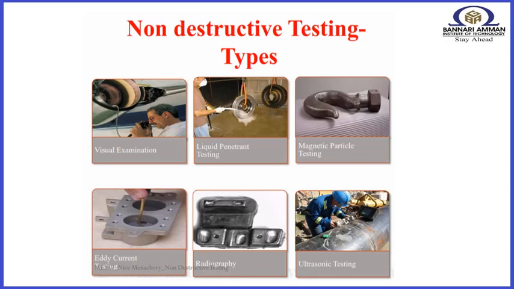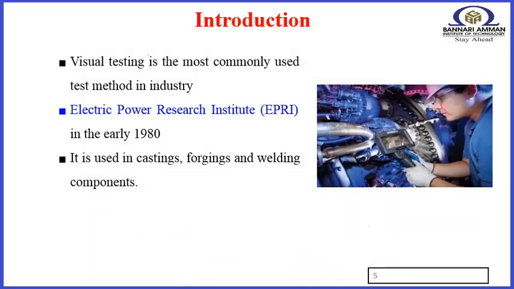Each of these test methods will be described here, followed by the other, less often used test methods. 1. Visual testing, VT. 2. Liquid penetrant testing, PT. 3. Magnetic particle testing, MT. 4. Ultrasonic testing, UT. 5. Radiographic testing, RT, and 6. Electromagnetic testing, ET. Visual testing is the most commonly used test method in industry.